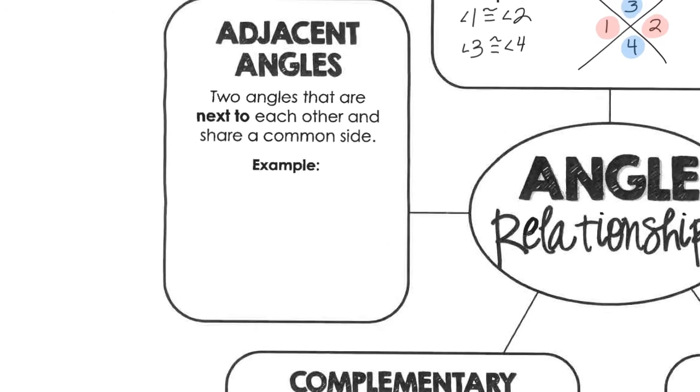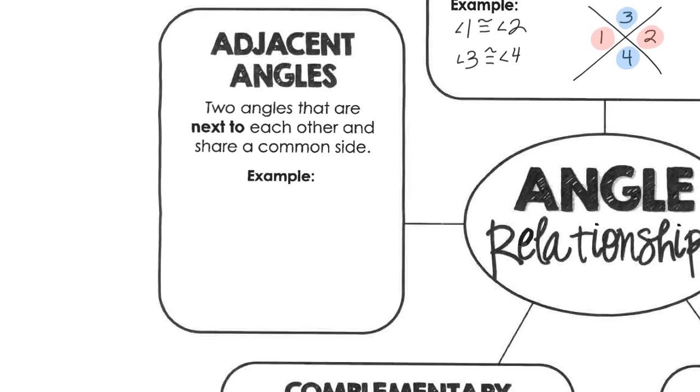Moving up here to the last thing on our list, adjacent angles. Two angles that are next to each other. Now I'm going to highlight that because that's extremely important. They have to be next to each other and they have to share a common side. If we're going to look at what an adjacent angle would look like, say we had an angle here and we split it. This would be angle 1, this would be angle 2. Put arrows on the ends there.